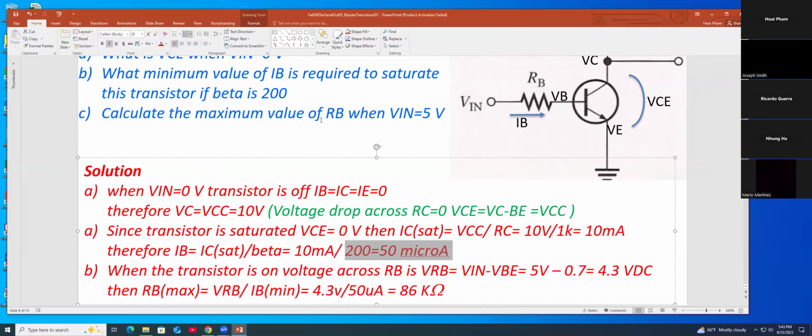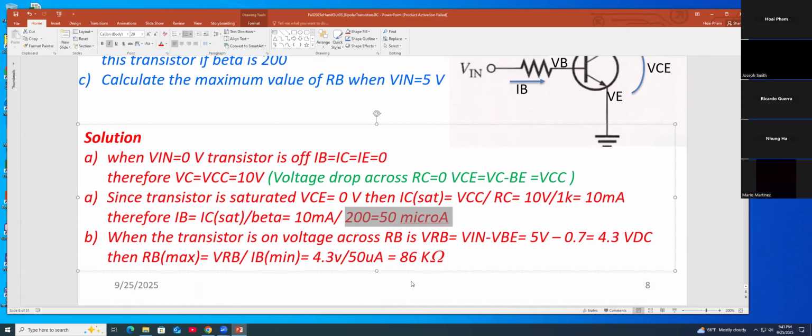Calculate the maximum value of RB. In order to get the maximum RB, you take the VRB divided by the minimum current.